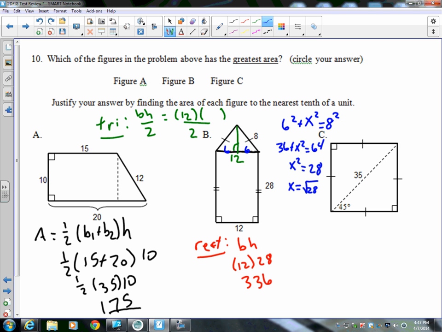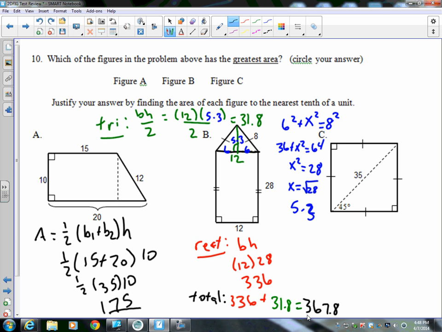And the square root of 28, put that in the calculator, we end up with 5.29, which would round to 5.3. And this is our height. Let's plug that in, 5.3. Multiply these together, 12 times 5.3, and then divide that by 2. You end up with 31.8. For the total area for this shape, we're going to add the rectangle, which is 336, plus the triangle, which is 31.8, and you end up with 336 plus 31.8, 367.8.